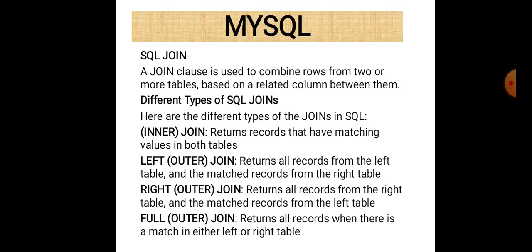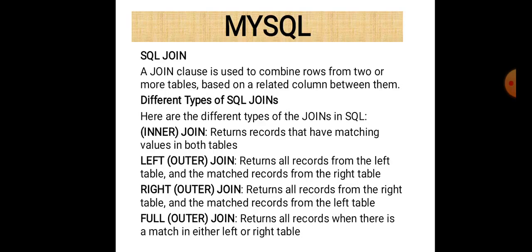Now there are different types of table joining. First one is inner join. It returns records that have matching values in both tables. Second is left outer join. It returns all records from the left table and the matched records from the right table. Third is right outer join. It returns all records from the right table and the matched records from the left table. And next is full outer join. It returns all records when there is a match in either the left or right table.